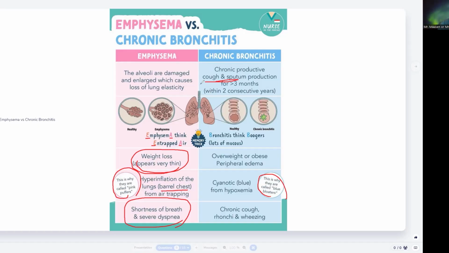They have lots of cough, lots of sputum production. So bronchitis, think boogers, because lots of mucus. Peripheral edema because of fluid shifting, obese. They're going to be more blue, and hypoxia is more their trouble. And chronic, really terrible bronchi, just bad breath sounds. That's bronchitis.